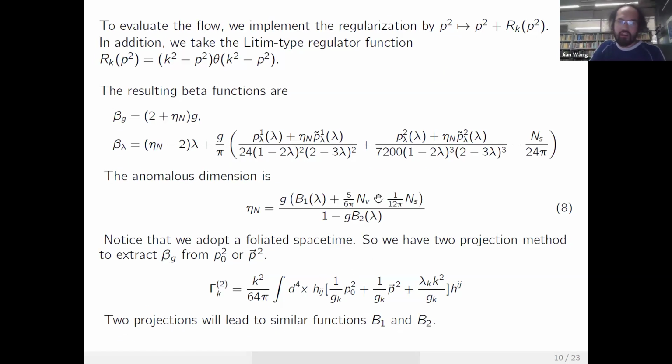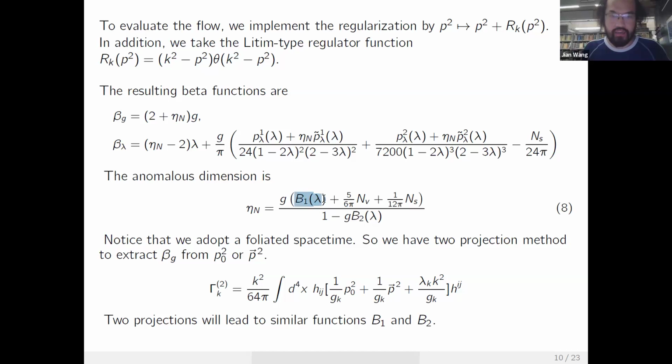Finally, to evaluate the RG flow, we need to specify the regulator. In this talk, we implement the type 1 regularization. In this way, for the regulator function, we use the Litim-type regulator function here. So with all the setup, we can get the beta functions as follows. The first one is the beta function for the Newton coupling, and the second one is the beta function for the cosmological constant. And here is the anomalous dimension of the Newton coupling.